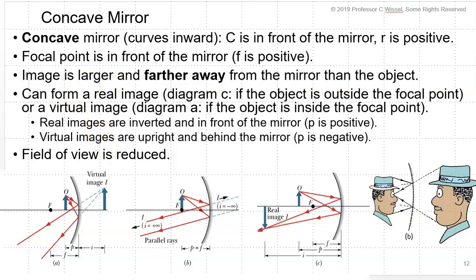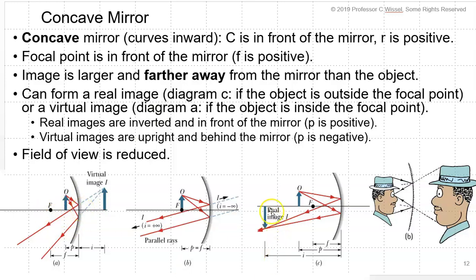The real image here is this one, and this is when the object is further away from the mirror than the focal point, so it's outside the focal point. It can also form a virtual image, which is here. This happens when you have the object inside the focal length of the mirror. So in other words, it's closer to the mirror surface than the focal point is.